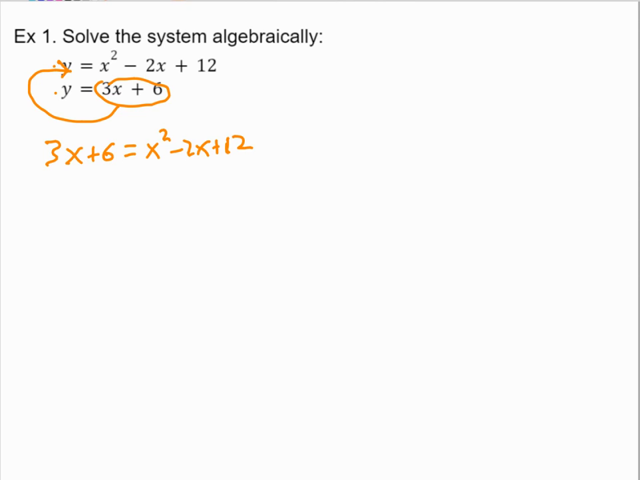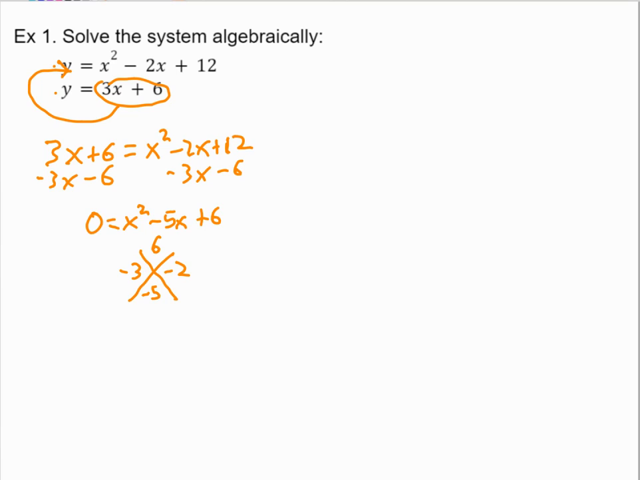So I'm going to solve that. I always like to start by trying to factor at least. So I'm going to get everything on one side. I'm going to subtract 3x and subtract 6. So I get 0 equals x squared minus 5x plus 6. I'm going to try and factor this. 1 times 6 is 6, and the middle term is negative 5. I'm trying to find two numbers that multiply to 6 and add to negative 5, which in this case are negative 3 and negative 2.